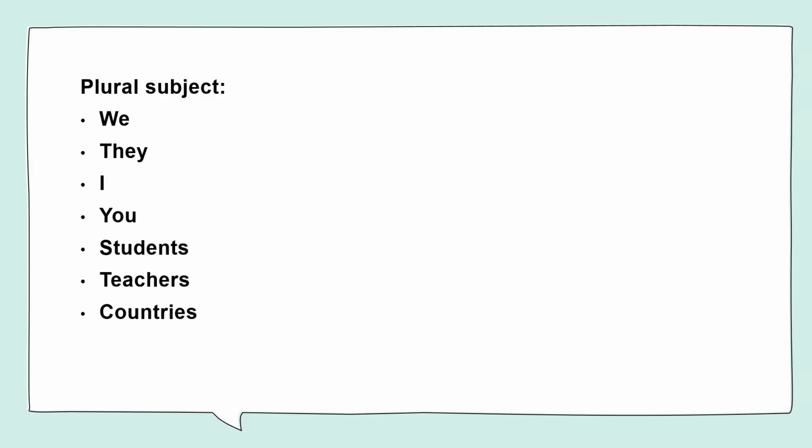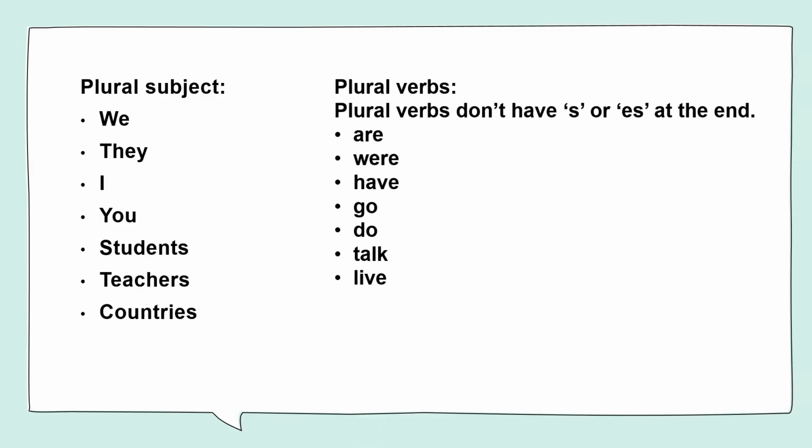Same goes with plural subject. If we have subject we, they, I, you, students, teachers, countries, friends, parents, all plural subjects, then we have plural verbs. That means we have are, were, have, or if we are using first form of the verb, then do not use s or es with it. So plural subject, plural verb.